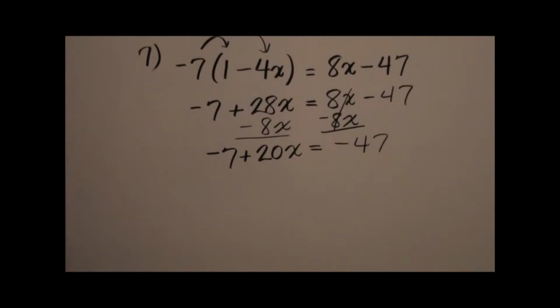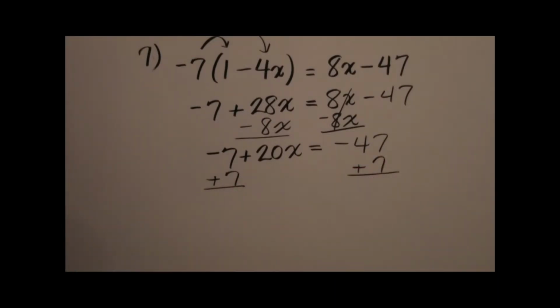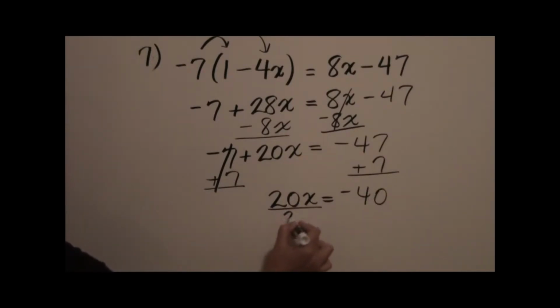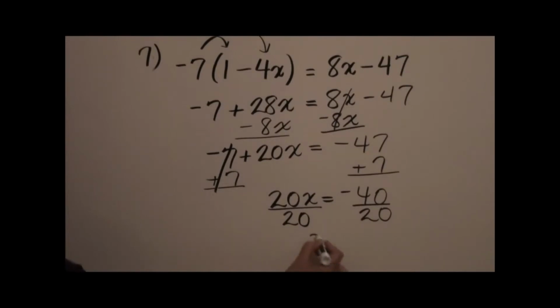Okay. I've got the variable on the left side. I want to take constants to the right. It's negative 7, so I'm going to add 7. If I add 7 on the left side, I have to add 7 on the right side. 20x equals negative 40. Divide both sides by 20, because we always want to end up with 1x, and we get 1x equals negative 2.